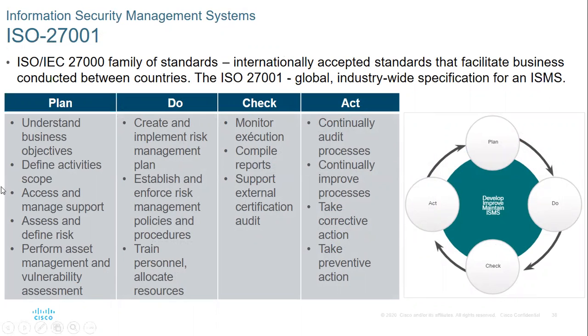Okay, now you can see here on planning what you're supposed to do. You need to understand business objectives, define activity scope. On do, you're supposed to create and implement a risk management plan. You establish and enforce risk management policies and procedures. This is where you even train personnel, and also allocate the resources that are required. On checking here, you monitor execution, you compile reports and so forth.